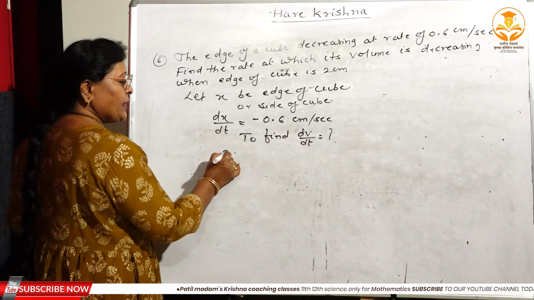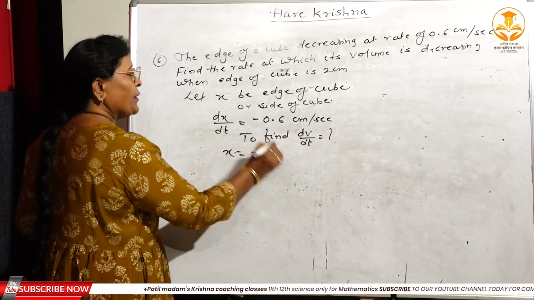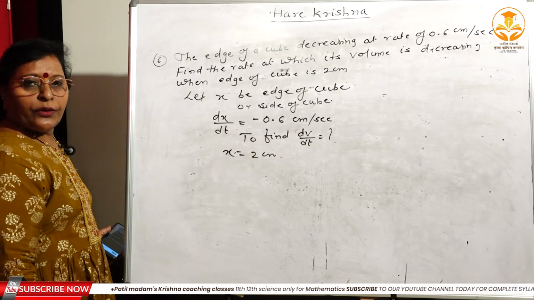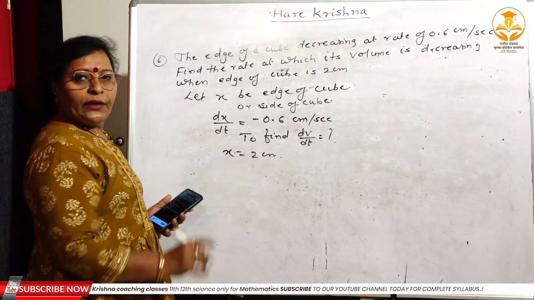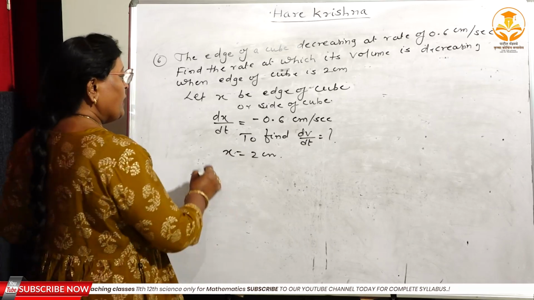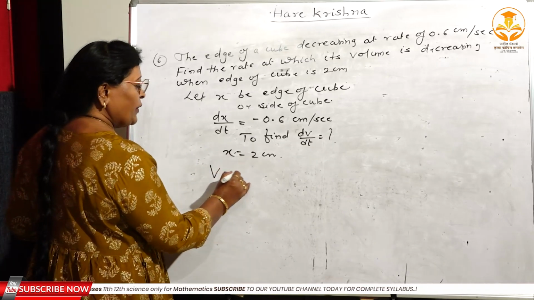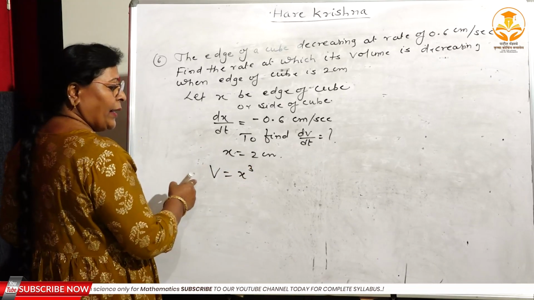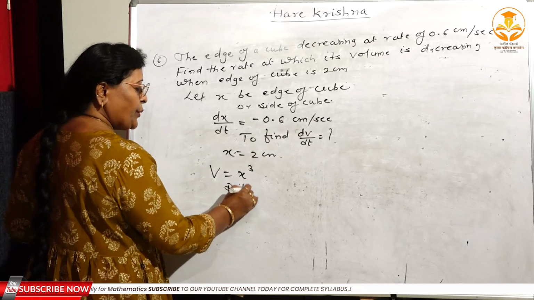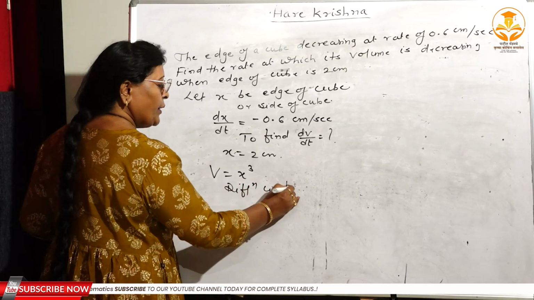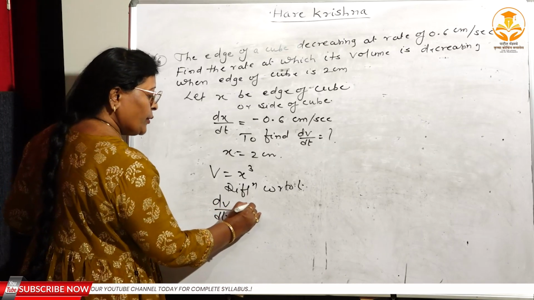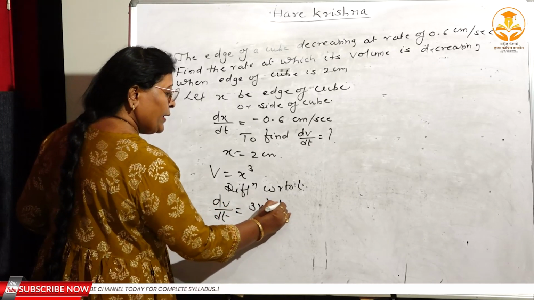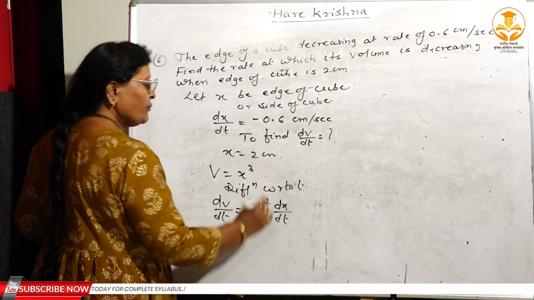Again, x is given as 2 centimeter. Now what is the volume of the cube here? All the sides are same here. Therefore, length into breadth into height, x into x into x. Here you have got the volume that is equal to x cube, isn't it? Again, differentiate with respect to t. So, dV divided by dt is equal to 3x square dx divided by dt, isn't it?